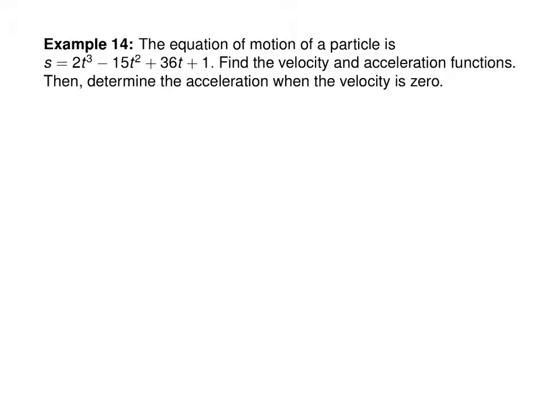Okay, last couple questions. The equation of motion of a particle is given by this. So this is like the position equation. Find the velocity and acceleration functions. So that's step one. So how is the velocity function related to this function? It's the derivative. So I'm going to call it v of t is equal to s prime of t, which is the same thing as, tell me.